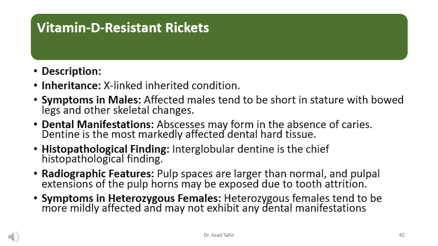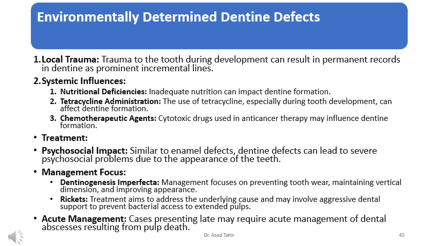Radiographic features: pulp spaces are larger than normal, and extensions of the pulp horns may be exposed due to tooth attrition. Symptoms in heterozygous females: heterozygous females tend to be more mildly affected and may not exhibit any dental manifestations. Environmentally determined dentine defects.